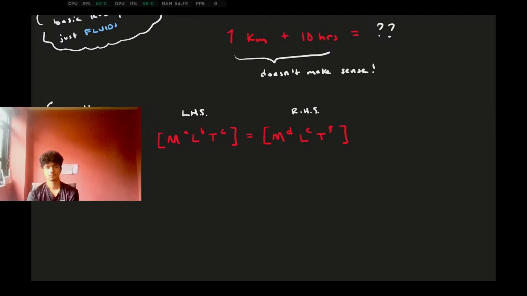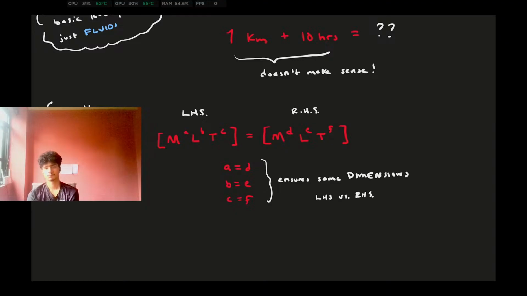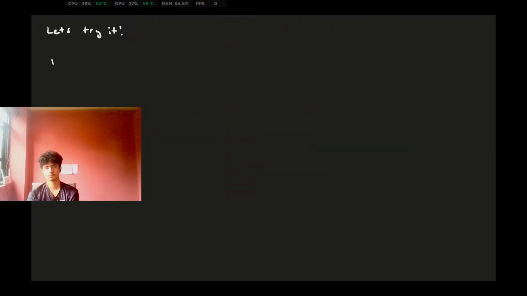If m, l, and t have the exponents of a, b, and c on the left side, and d, e, and f on the right, then a equals d, b equals e, and c equals f. This ensures that there are the same dimensions on the left-hand side and right-hand side of the equation. We can try and apply this generalized rule to a few real-life examples to see how powerful it really is.